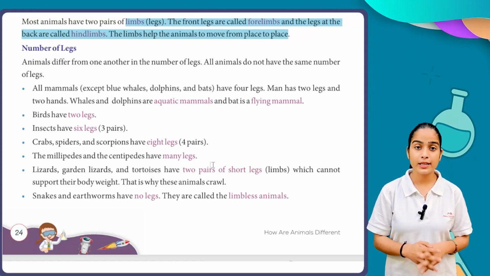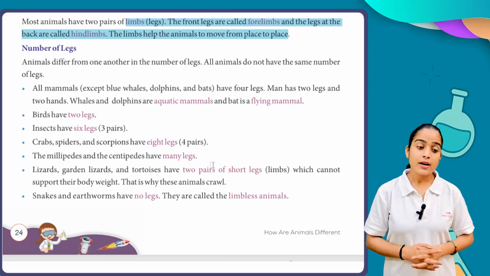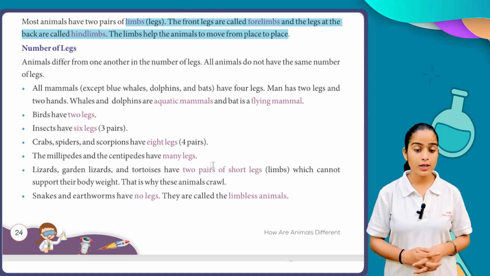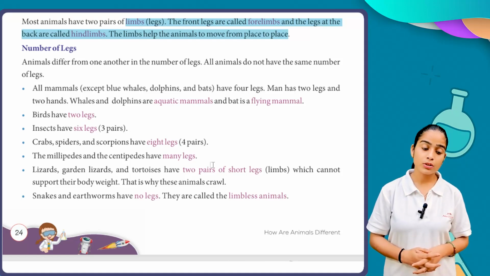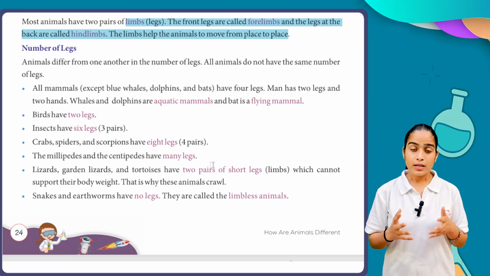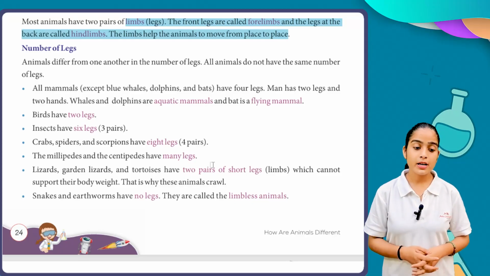Insects have 6 legs. If you see your cockroach, right? The cockroach has 6 legs. Crabs, spiders and scorpions have 8 legs. Your spider has 8 legs. Okay, the millipedes and the centipedes have many legs. Lizards, garden lizards and tortoises have two pairs of short limbs which cannot support their body weight. That is why these animals crawl. That is why your turtle crawls, because the legs cannot manage the weight of the body. Now, snakes and earthworms have no legs.